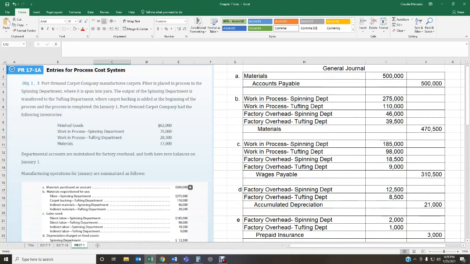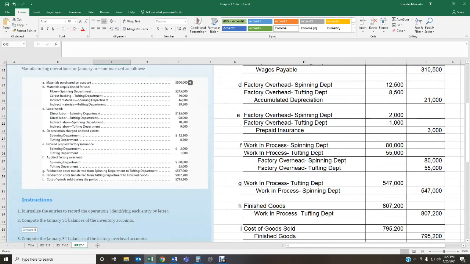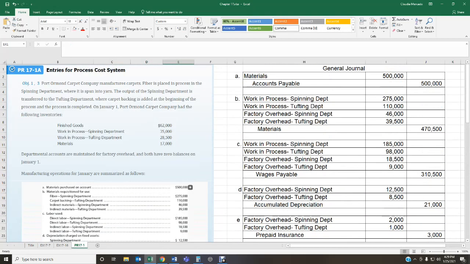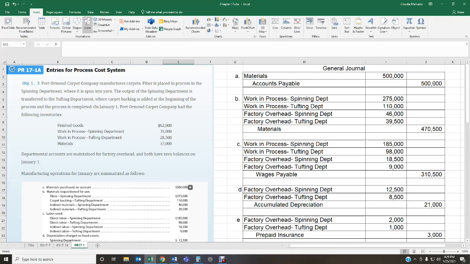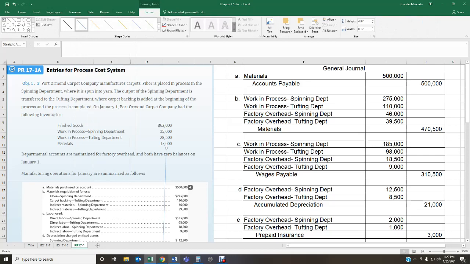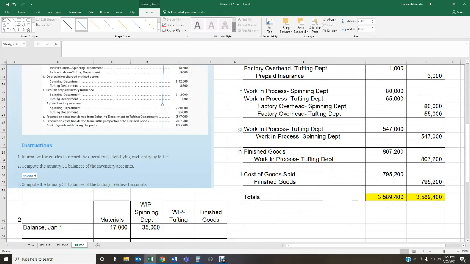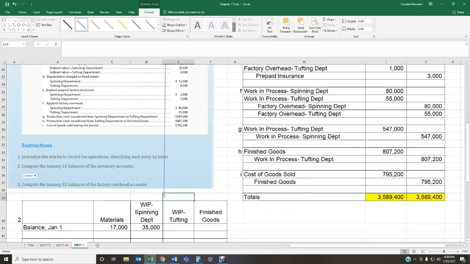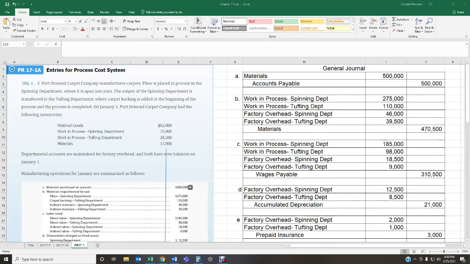Did we have a beginning balance for work in process spinning? Yes, we had $35,000. Okay, so we're going to put that over here. Work in process tufting, we had $28,500. So these numbers are going to be going down there. Okay, so we're just transferring the beginning balances down to the bottom.